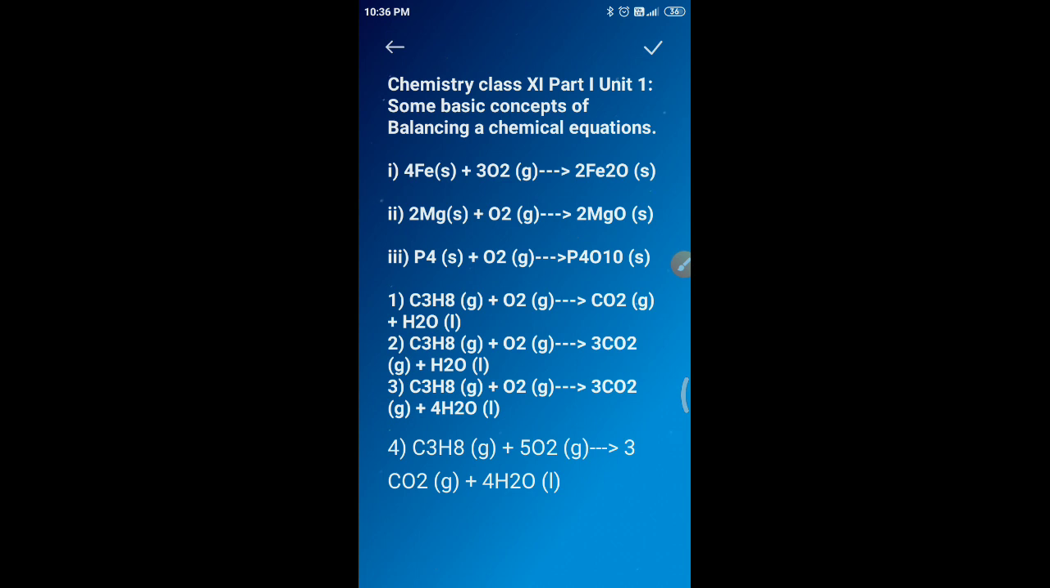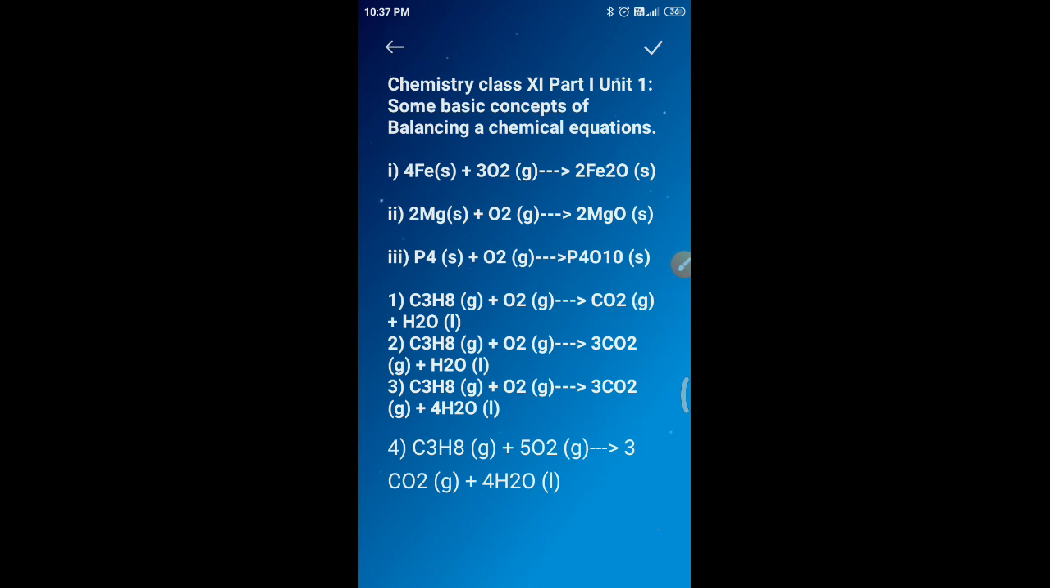In this equation, there are 3 carbon atoms in the reactant. Therefore, 3 CO2 molecules are required on the right side. So, in the second step, we'll write the equation like this: C3H8 plus O2 gives 3CO2 plus H2O.